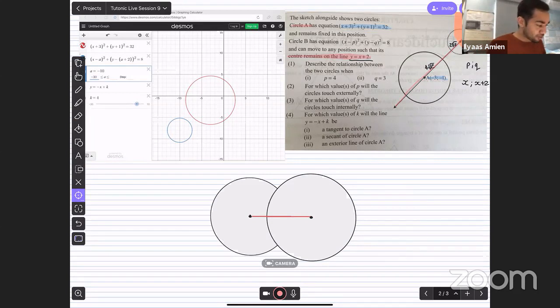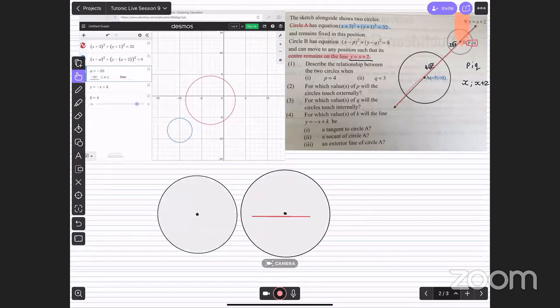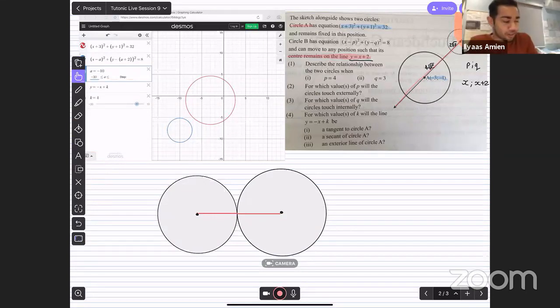So how could you work it out, Iman? Okay, so basically, like you said, we need 2 or 3 things, and that's your distance between the centers, the radius of one, and the radius of the other one. What's the sum of their radii?